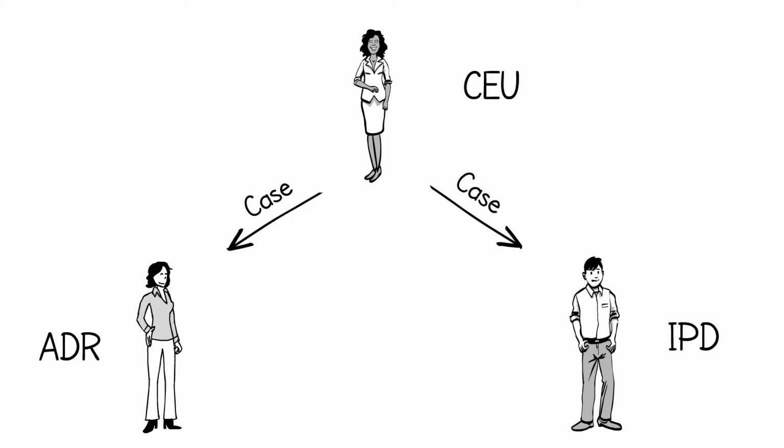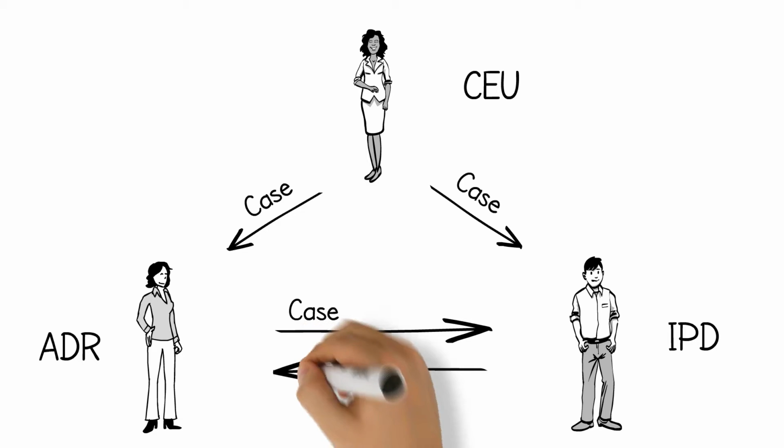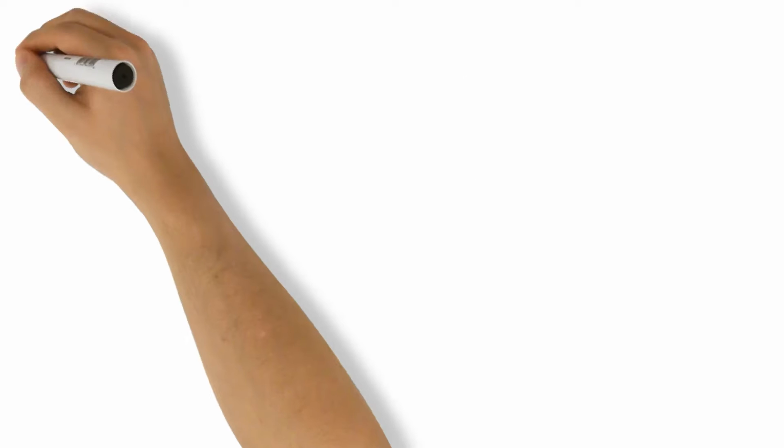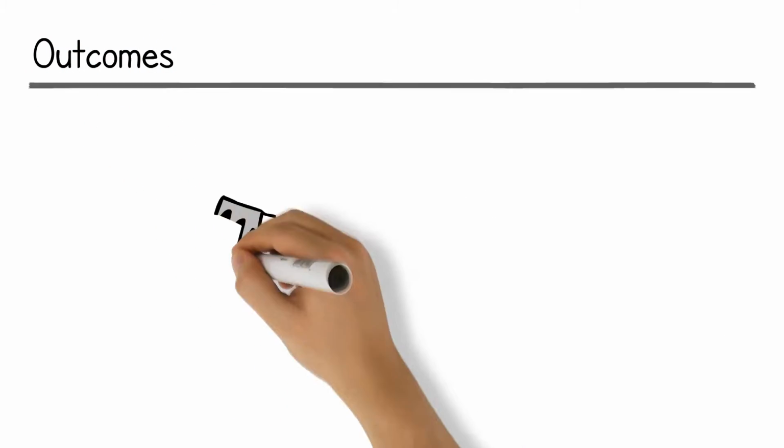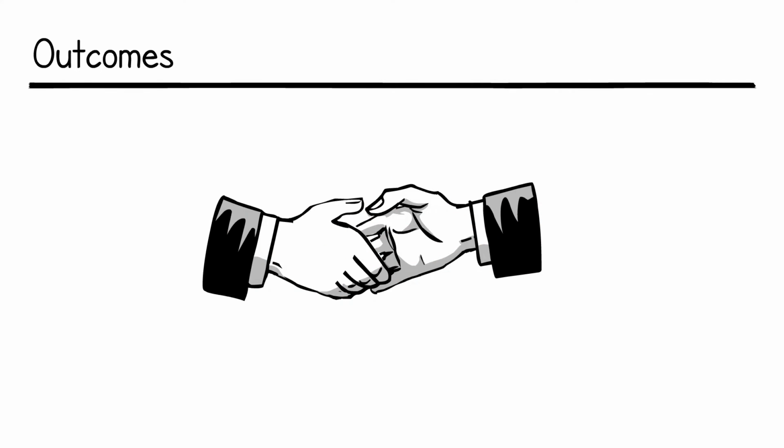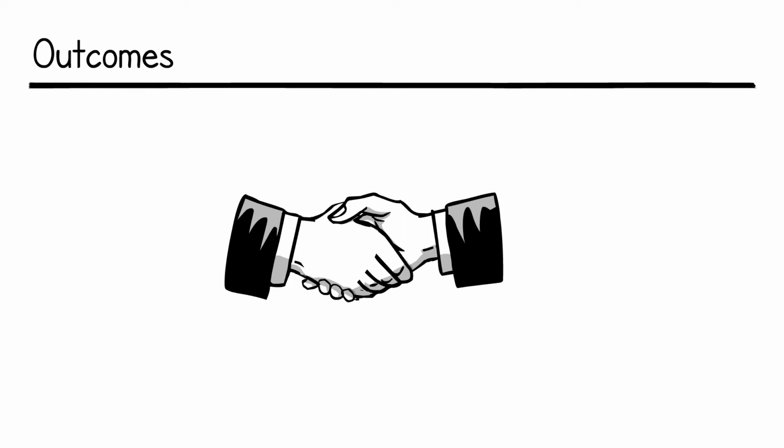Once a case is in IPD or the ADR unit, it doesn't necessarily stay there. For a variety of reasons, cases can be sent from the ADR unit to IPD, and vice versa. Eventually, there will be an outcome, whether it be that the case is dismissed, the case is settled, or there's a finding for the complainant.